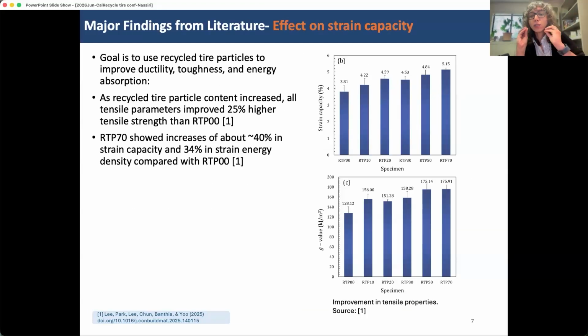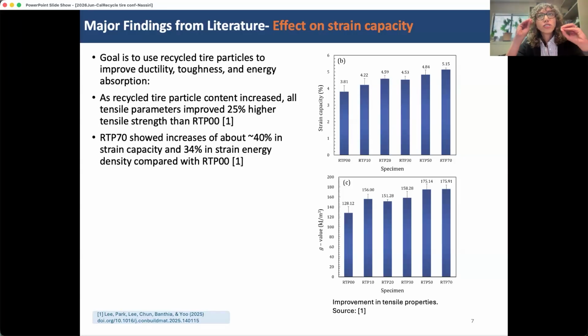So just looking at the literature a little bit, there are some indicative results that show that we should be able to get this kind of benefit from the TDA. This one graph shows results of tension testing on concrete that had rubber particles in them, not necessarily TDA in the form of fibers. And it shows that a higher replacement rate, all the way up to 70, compared to the control, they did have a statistically significantly higher strain capacity. And that is the parameter that we are after.